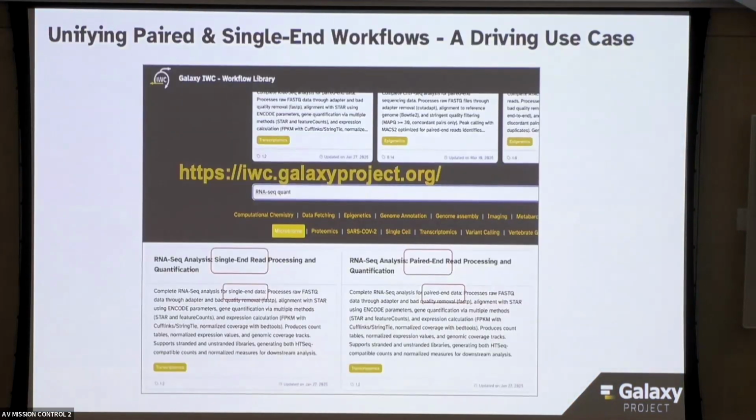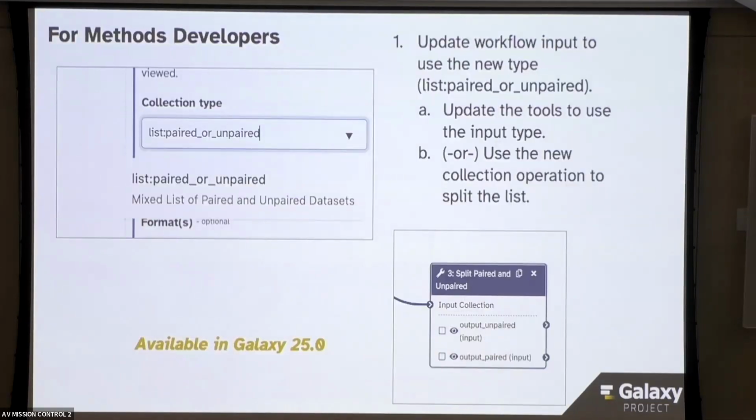So in Galaxy 25.0, we've got a new collection type and a new way to do workflow inputs. You can now say that this workflow consumes a list of either paired inputs or unpaired inputs. There's a mountain of work underneath here, but it's really quite easy to grasp what's happening. Now you can do either.